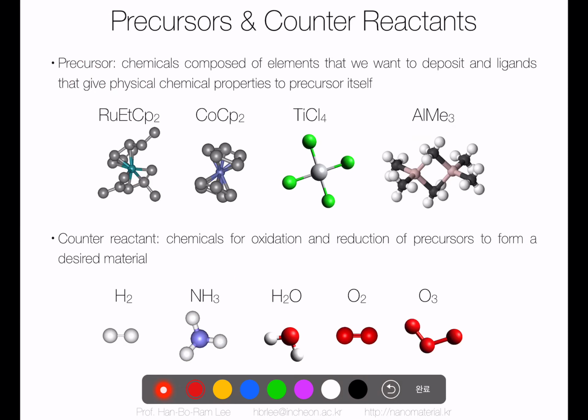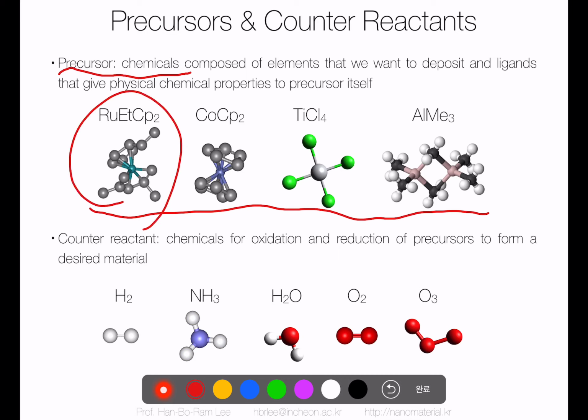Let's take a look at what the precursor and the counter-reactant are. The precursor is a chemical composed of the element that we really want to deposit and the ligand, which gives the physical and chemical properties to the precursor itself. For example, these are 4 different precursor molecular structures. This is lithium alkyl cyclopentadienyl. If you want to deposit lithium metal, you have to use this precursor.